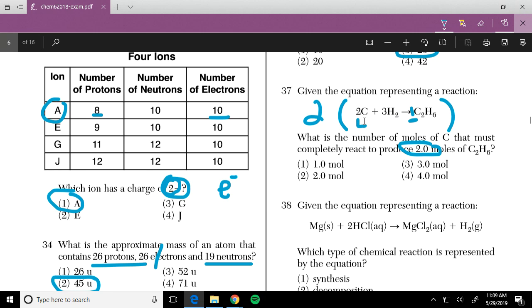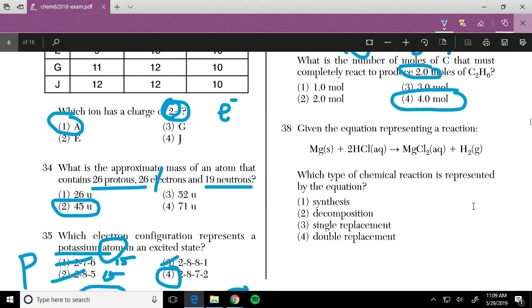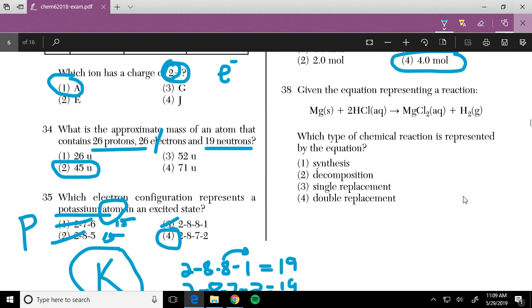So if I double this whole thing, then the carbon would become 4, hydrogen would become 6, and the C2H6, which is 2 carbons, that's ethane, by the way, gets me up to my 2. So now what's the number in front of C when I multiply everything by 2? That's 4. This is a moles and stoich question. 38, and we're done with this video.